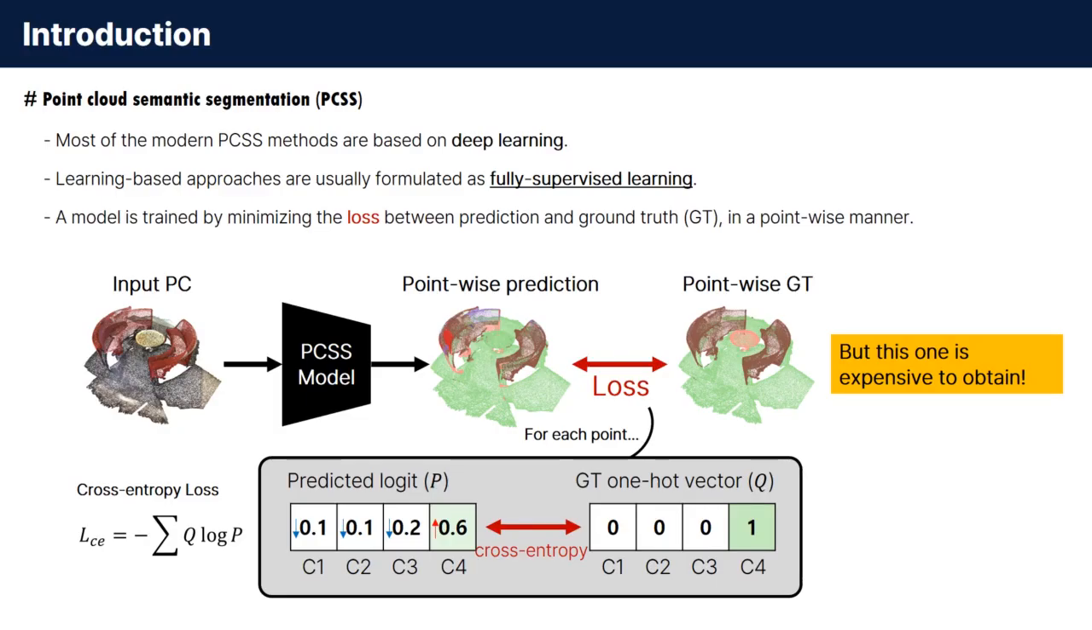Point cloud semantic segmentation aims to identify the class of each point. For this, most of the modern methods are based on deep learning, especially using fully supervised approaches. Here, a model is trained by minimizing the loss between prediction and ground truth in a point-wise manner. However, obtaining point-wise GT is usually extremely expensive and labor-intensive.